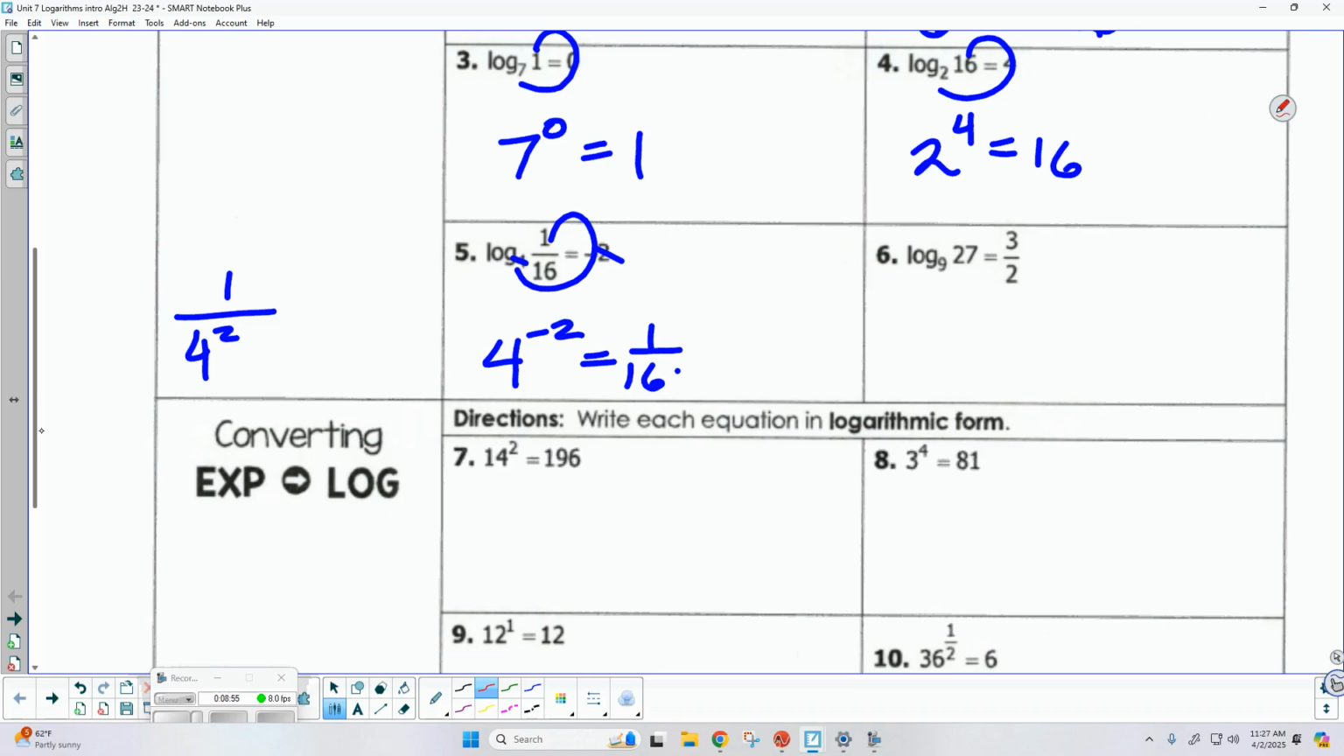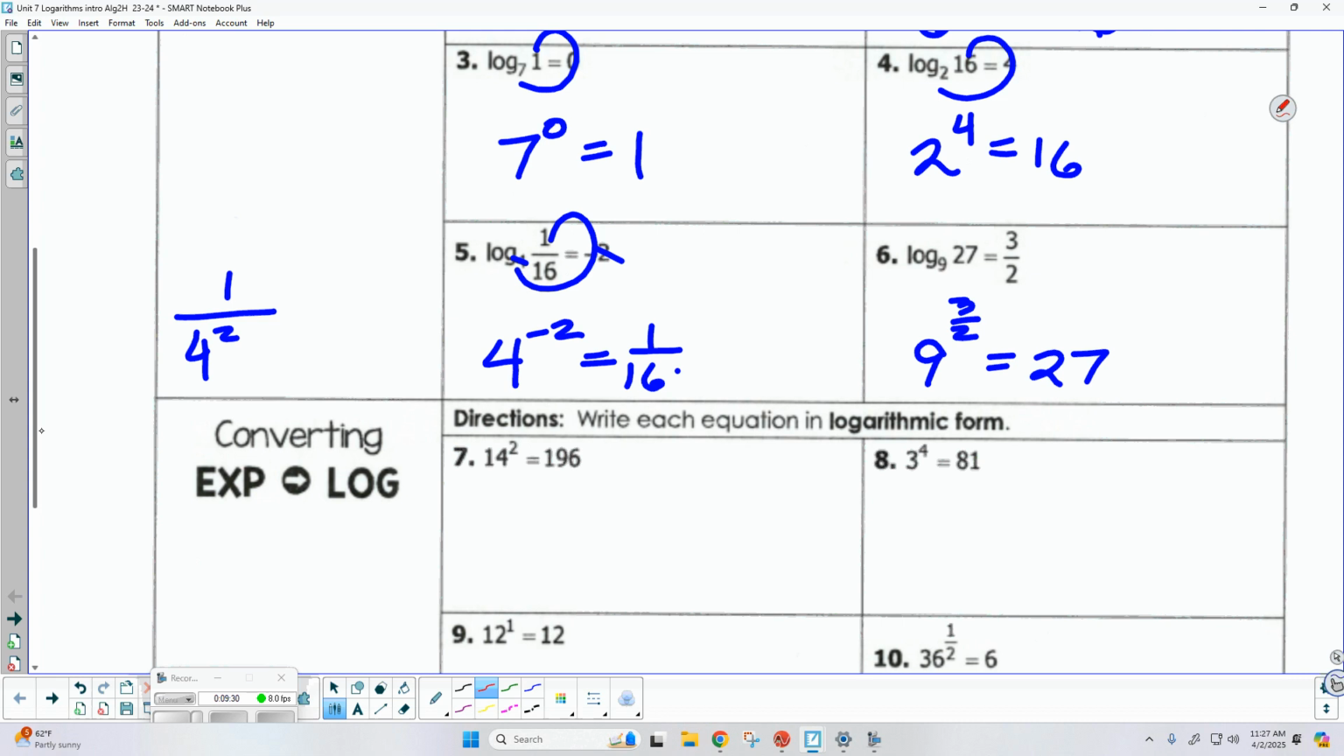Okay? Last one here, number 6. How would I read that? Log base 9 of 27 equals 3 halves. May, what would the exponential be? There you go. That's exactly right. Converting between the two is super easy. This is from a log to an exponential. Are there any questions on that?